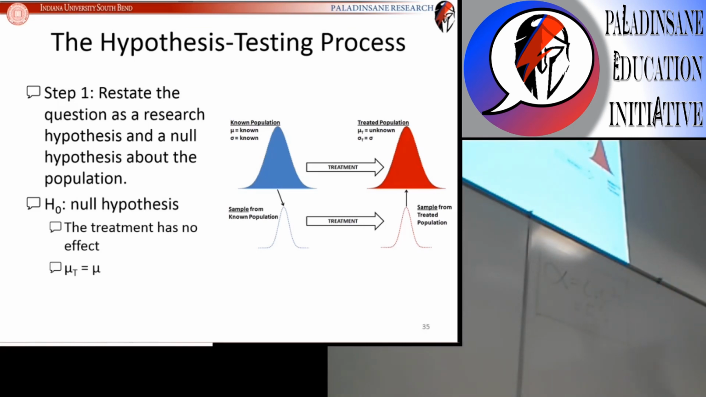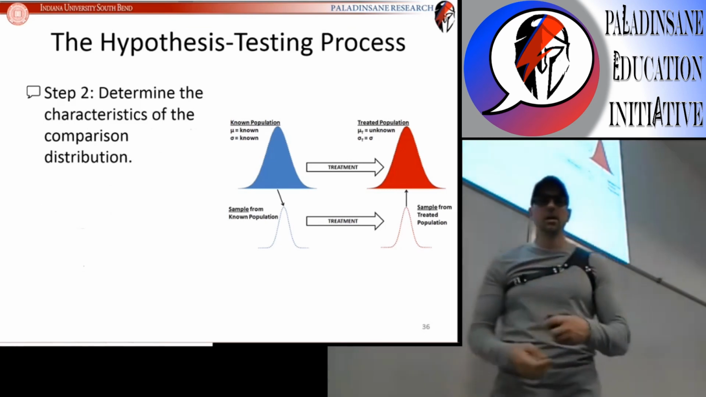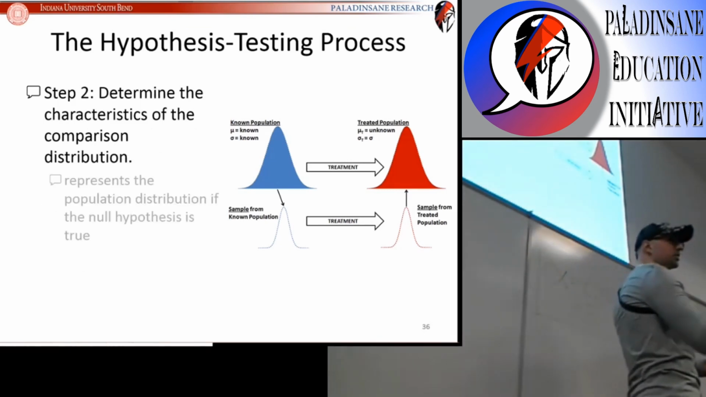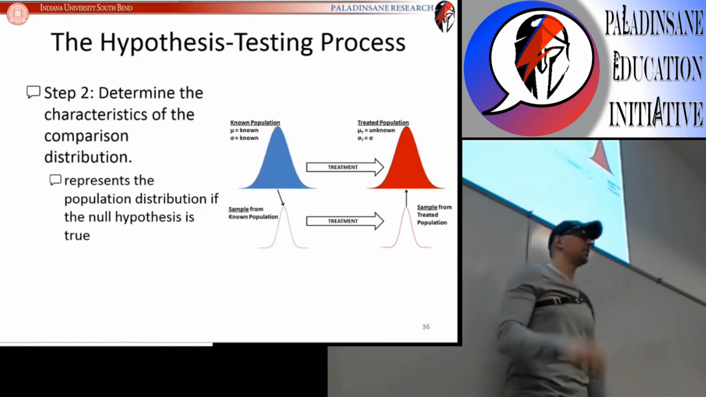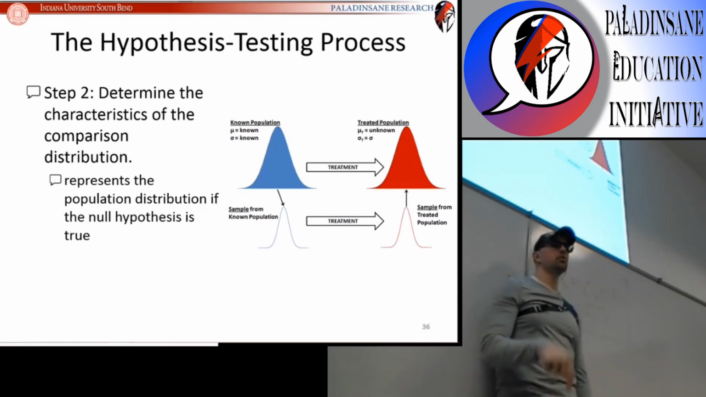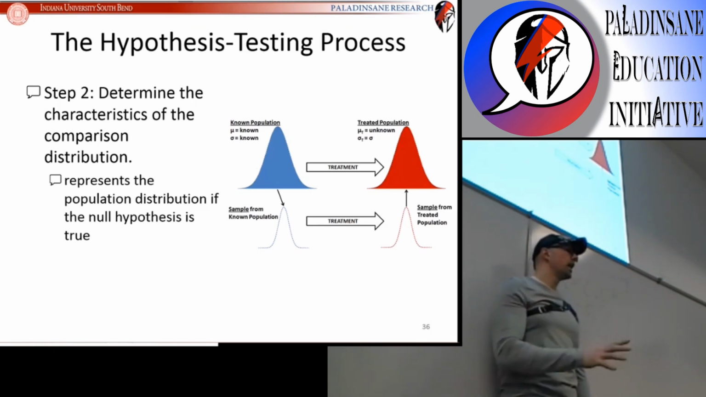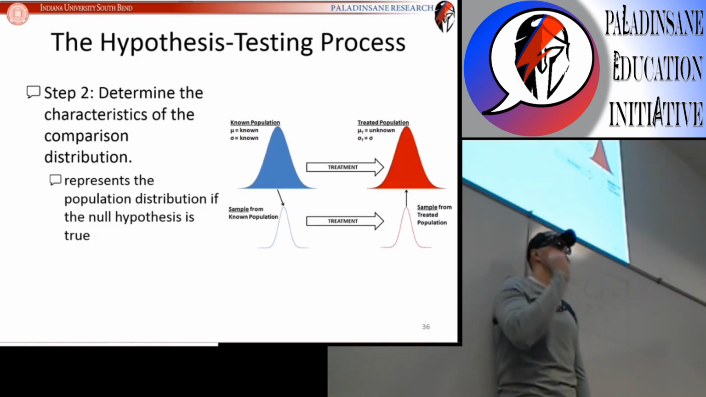All right, step 2, determine the characteristics of the comparison distribution. So the comparison distribution, and this is my big pet peeve with the book, the comparison distribution is not the population. You do not compare your sample to a population, because a population is a distribution of individuals, and your sample, let me say that again. Your population is a distribution of single scores. Your sample mean is a combination of scores. And you cannot correctly compare single scores to a combination of scores.